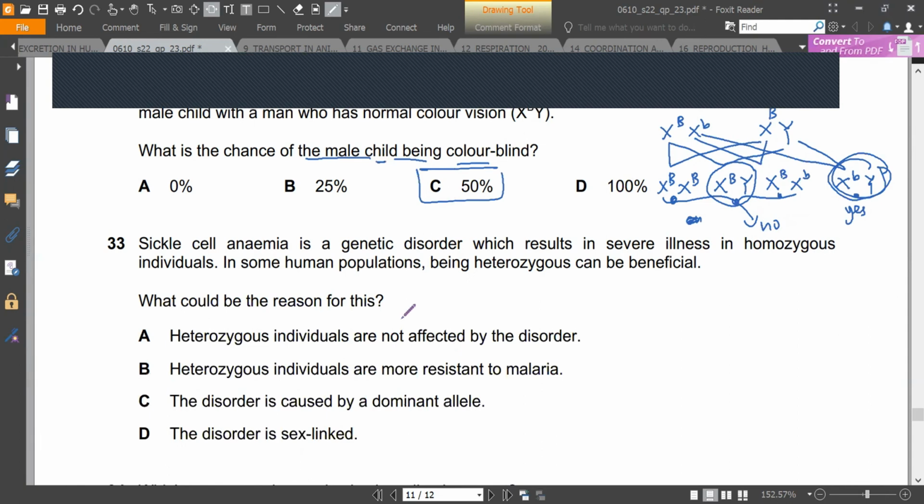Sickle cell anemia, a genetic disorder, results in severe illness in homozygous individuals. In some human populations, being heterozygous can be beneficial. What could be the reason for this? The answer is this: heterozygous individuals are more resistant to malaria. So when they are more resistant to malaria, they have the chance to survive.